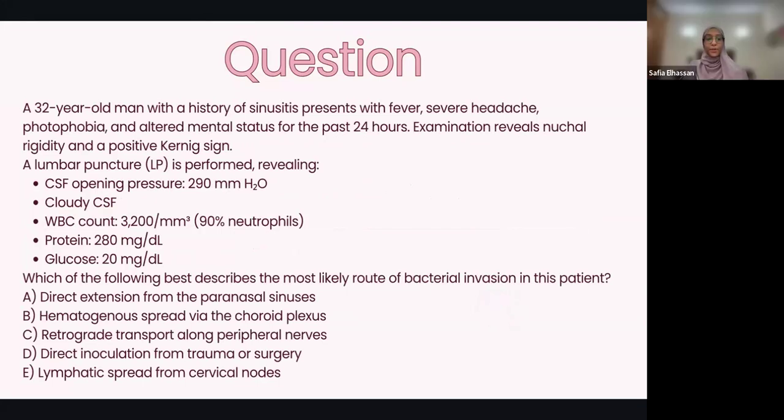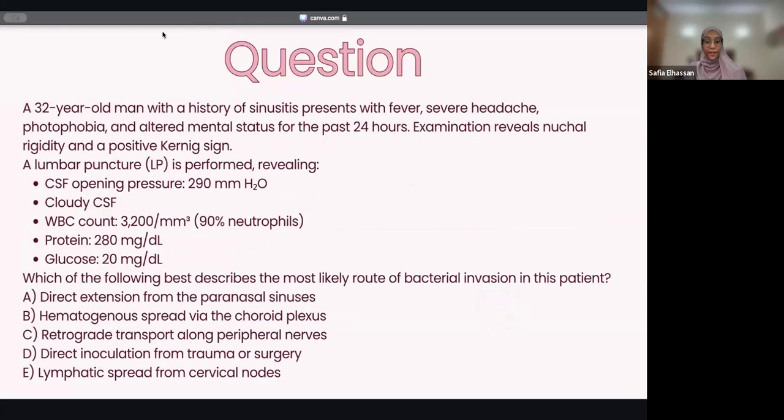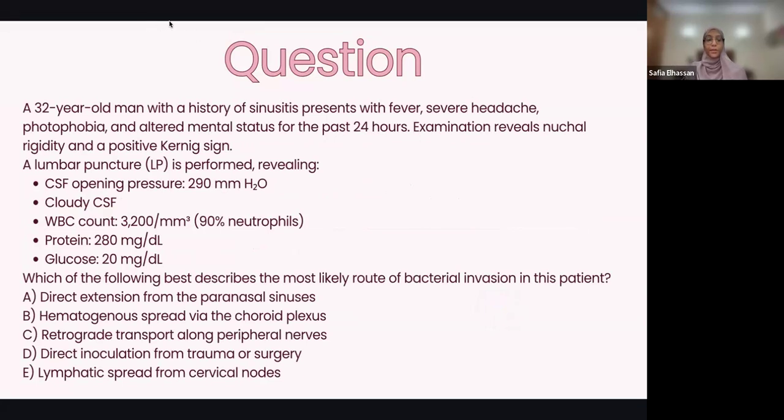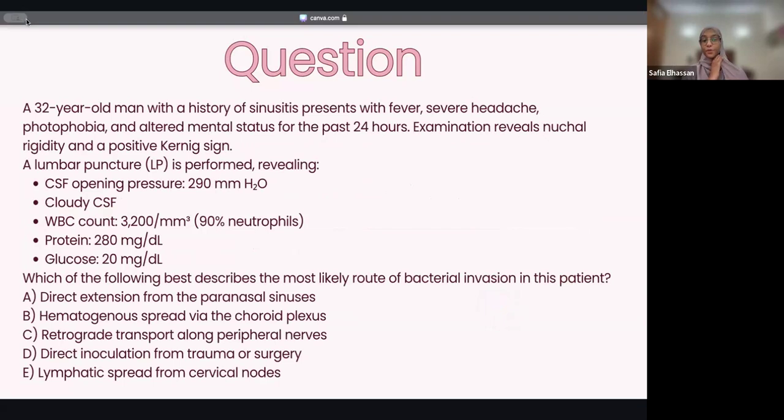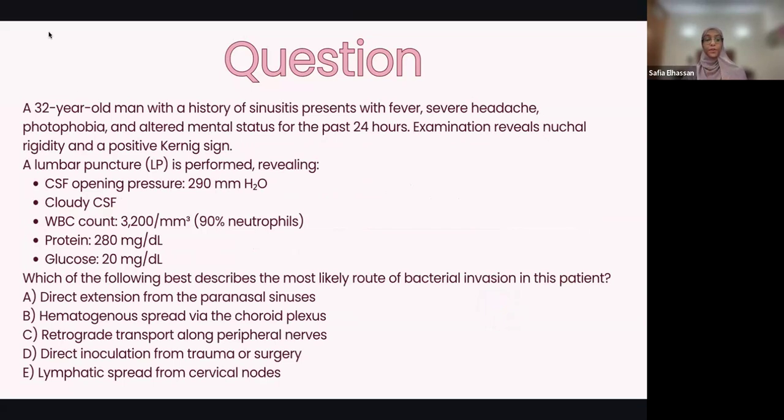Okay, a 32-year-old man with a history of sinusitis presents with fever, severe headache, photophobia, and altered mental status for the past 24 hours. Examination reveals nuchal rigidity and a positive Koenig sign. A lumbar puncture reveals CSF opening pressure of 290 millimeters of water. This is elevated. Cloudy CSF, white blood cell count of 3,200, 90% neutrophils. This is also elevated. Protein 280, this is elevated. Glucose 20, this is less.